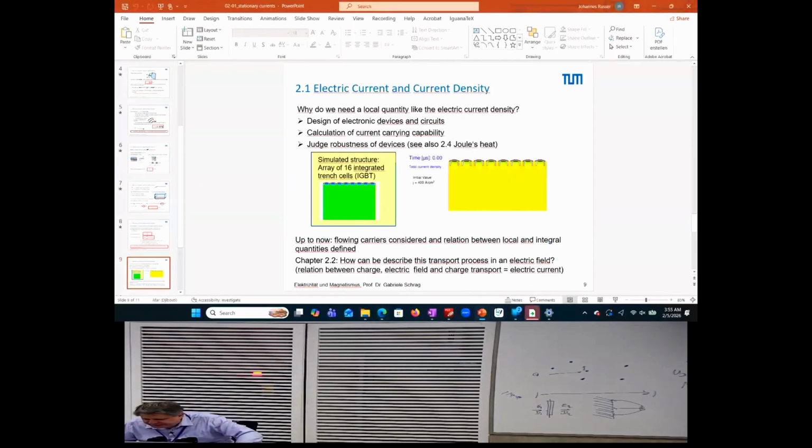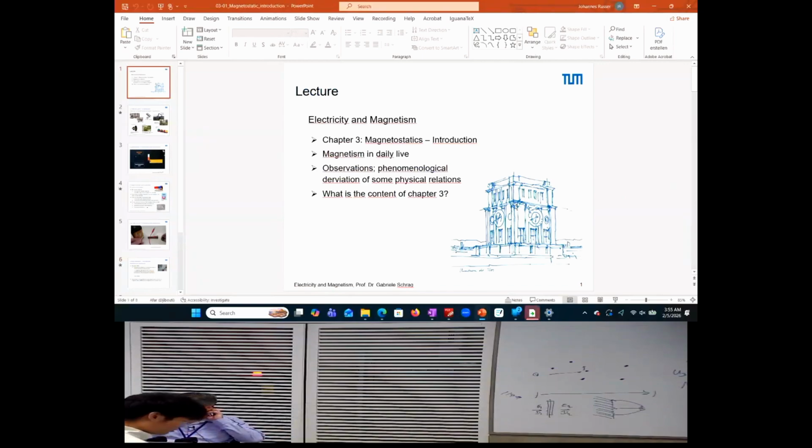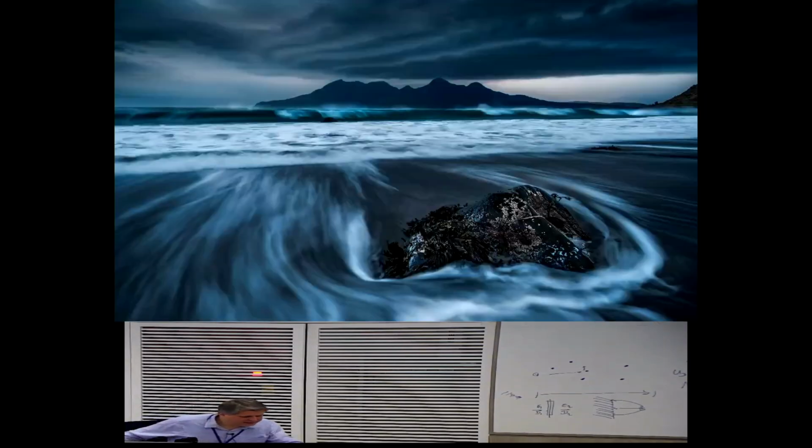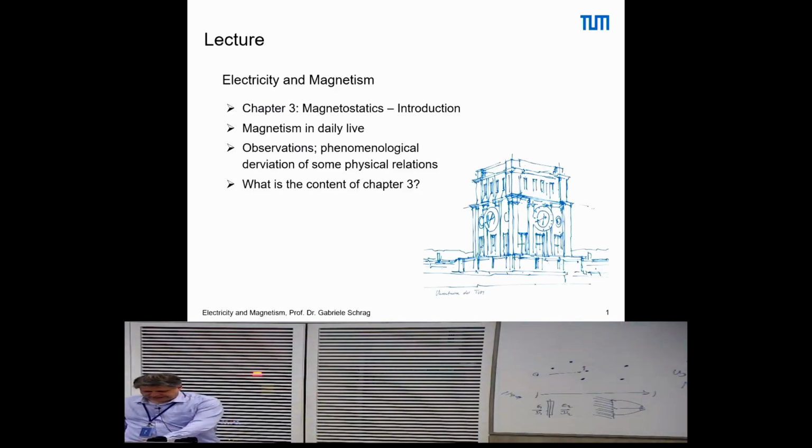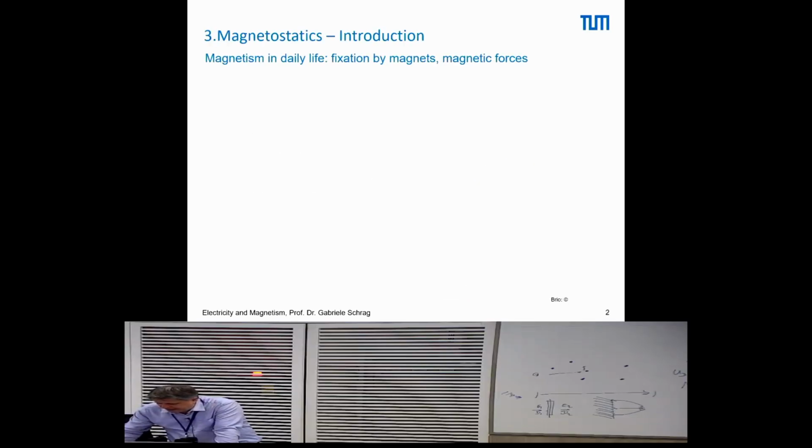Let's proceed here. Now we want to look at this third chapter, and that third chapter is actually about magnetostatics. What are we covering? First, I want to give you a few examples about magnetism in daily life, then some observations, and some phenomenological derivations, and then also what is the content of chapter 3. So this basically should give you a quick overview.